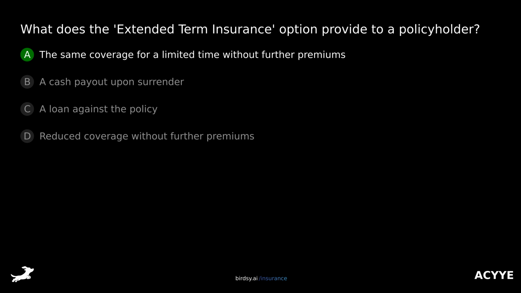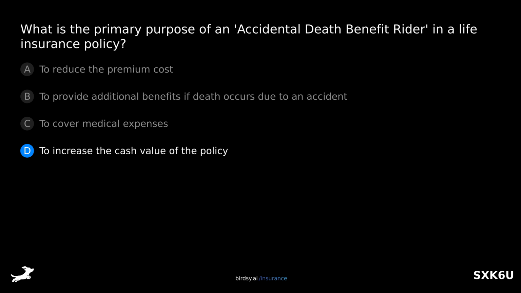Policy riders. What is the primary purpose of an accidental death benefit rider in a life insurance policy? Is it A. To reduce the premium cost? B. To provide additional benefits if death occurs due to an accident? C. To cover medical expenses? Or D. To increase the cash value of the policy? The answer is B. To provide additional benefits if death occurs due to an accident.